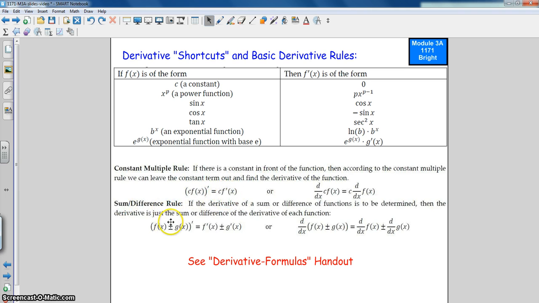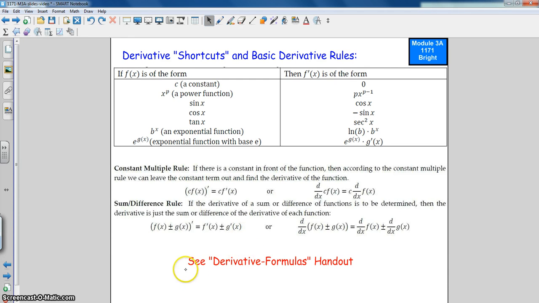Sum and difference, kind of like limits. For example, if we had the limit of a sum or difference, it was the limit of the individual pieces. Same thing here. If we want the derivative of a sum or difference, it's the derivative of each of the components.